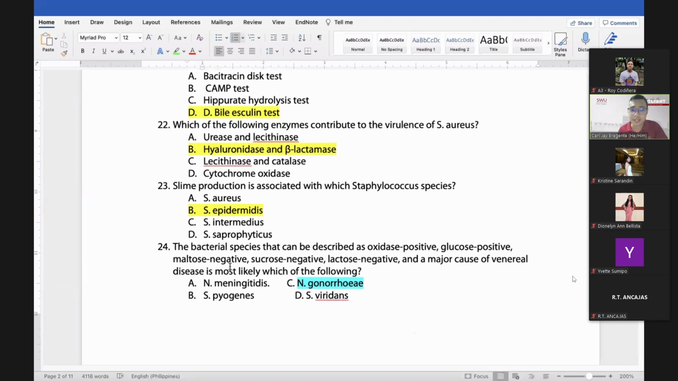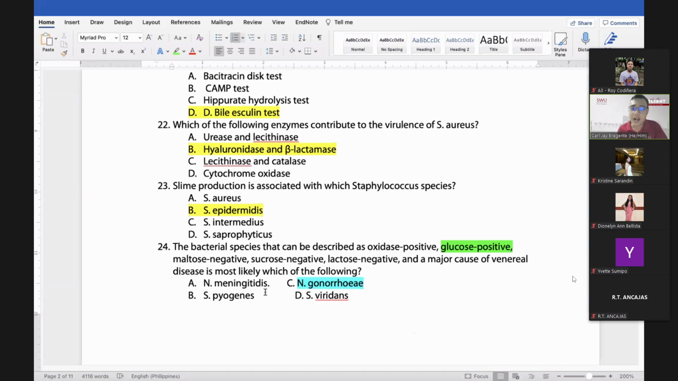Bacterial species that can be described as oxidase positive, glucose positive, maltose negative, sucrose negative, and a major cause of venereal disease. I already mentioned this earlier. The only positive is glucose. So you have there Neisseria gonorrhoeae.